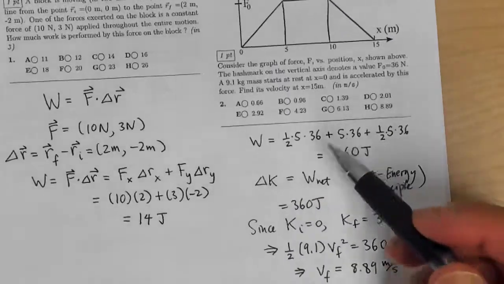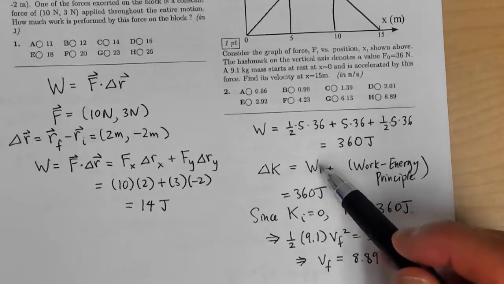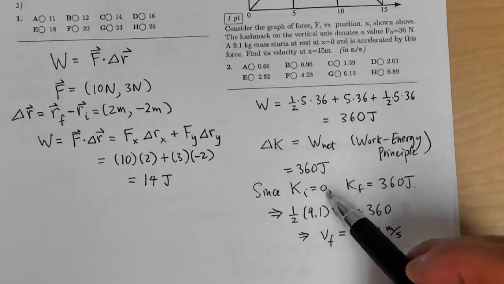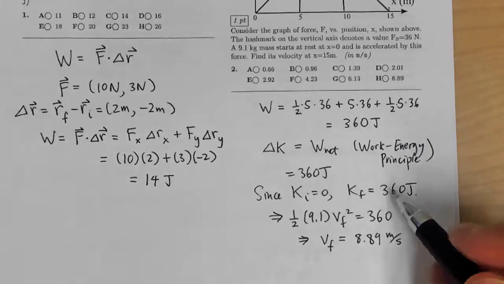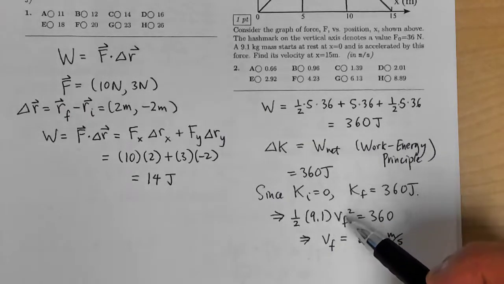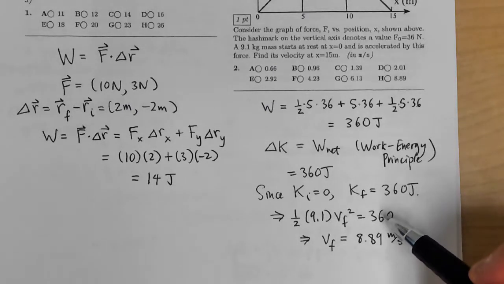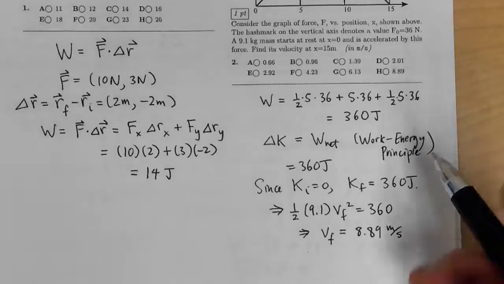And so now we have the work energy principle. Delta K is equal to the net work done, which is 360. Since we start from rest, the initial kinetic energy is 0, so the final kinetic energy will be 360 joules. So we have 1/2 m v final squared, or 1/2 times 9.1 times v final squared, is equal to 360. Solve for v final, that will be 8.89 meters per second.